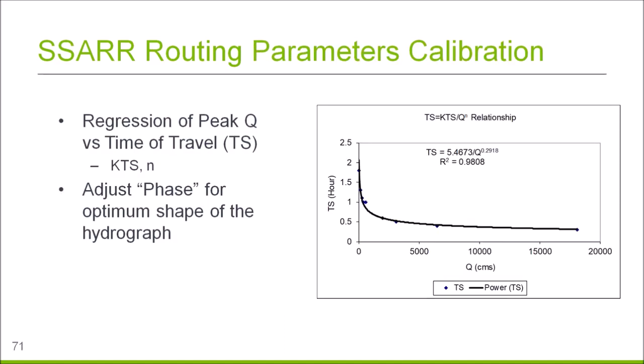This is just an example of how we estimate some of those parameters. So, for example, time of travel is one of those. We try to estimate time of travel with different flows, and we plot a graph to estimate how we can relate the time of travel with flow.